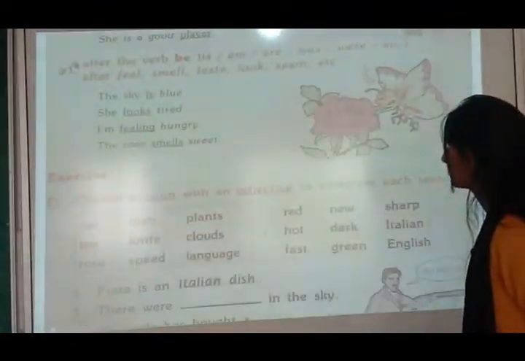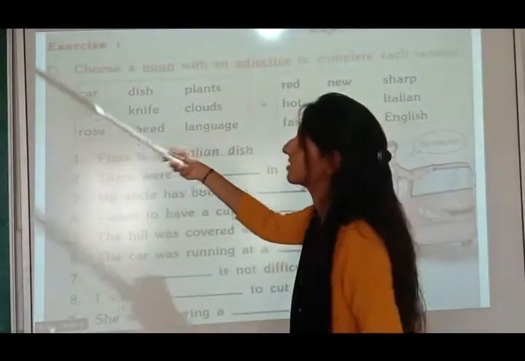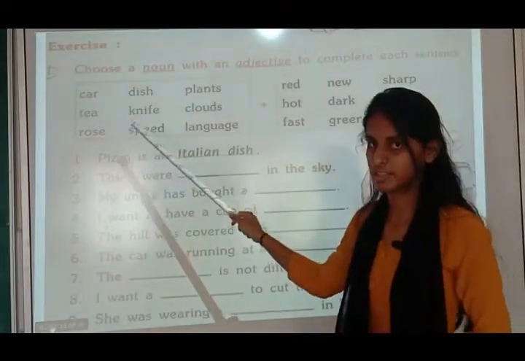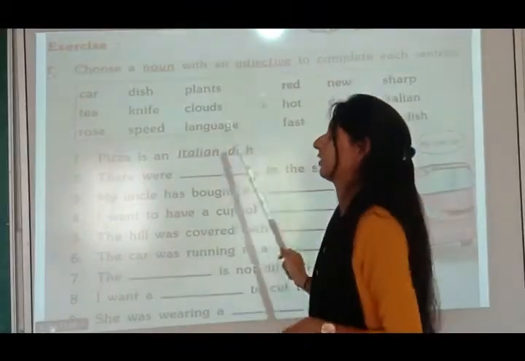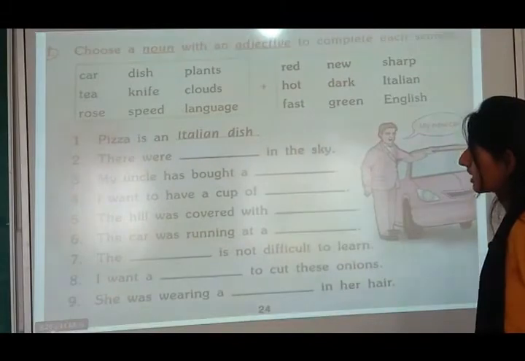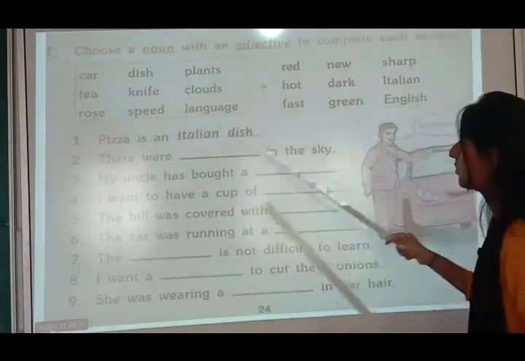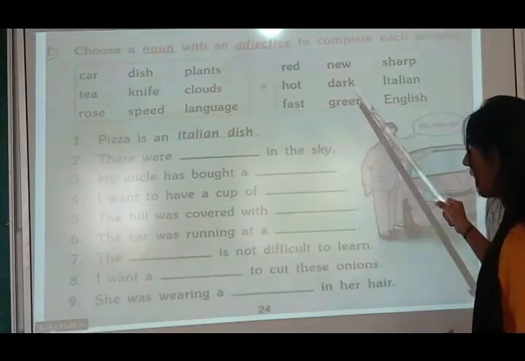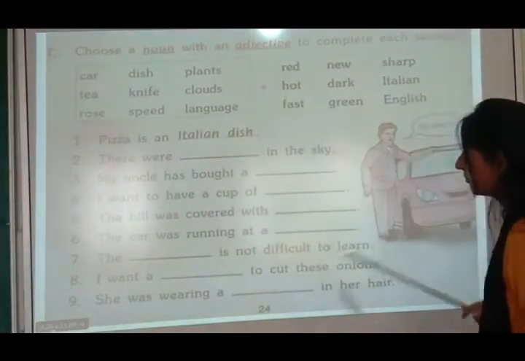Now see, choose a noun with an adjective to complete each sentence. Here it is the noun and here it is the adjective, and you have to select both the noun and the adjective and complete the blank. Pizza is an Italian dish. There were blank in the sky. Now first we will write the adjective, dark, and here the noun, clouds. There were dark clouds in the sky.